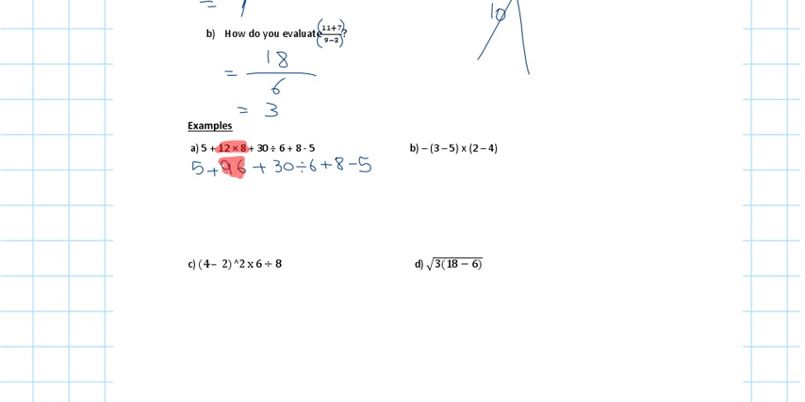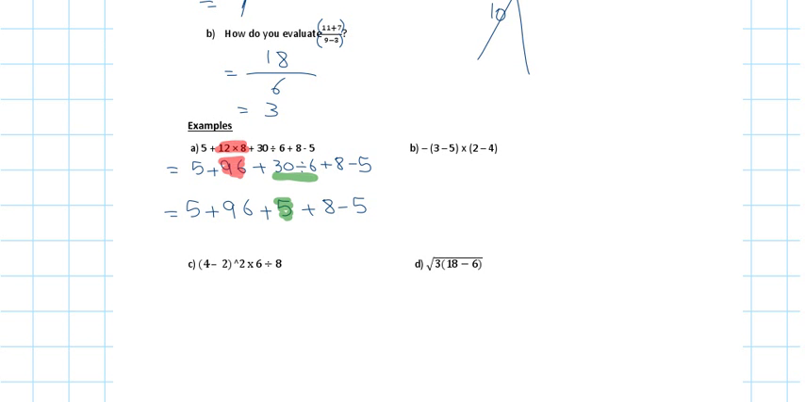Okay, now what else do I have to do next? The division. So what am I dividing by what? Yeah, so I'm going to put the equal sign on the front. We always start with an equal sign. So 5 plus 96 plus 30 divided by 6, that is 5 plus 8 minus 5. So the next step that I've done is 30 divided by 6, and that gave me 5.